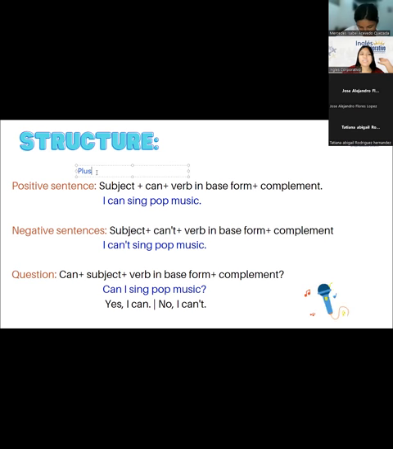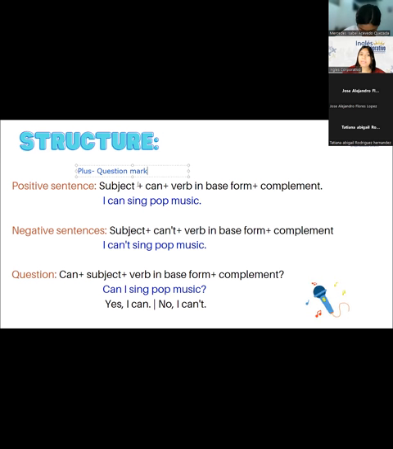Okay. So let's see. First of all, pronunciation: plus is in Spanish. Now that you are studying English, don't say plus in Spanish anymore. Plus, plus, plus. So, signo de interrogación, question mark. Question mark. Yeah. Okay. So, we have positive sentence.